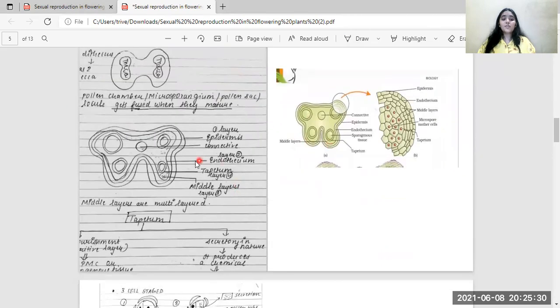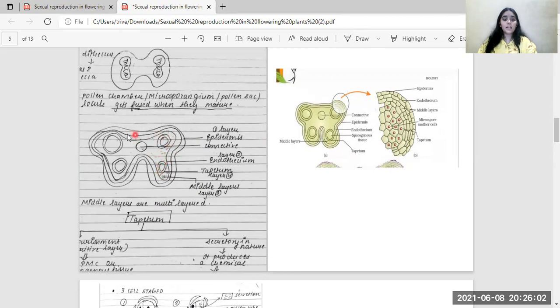Now we'll take a look at the structure of the anther. The anther has four layers. The first, outermost layer is the epidermis. The second layer is the endothecium. The third layer, surrounding the microsporangium, is known as the middle layers. The middle layers are multi-layered, and the fourth layer is the outer layer of the microsporangium.